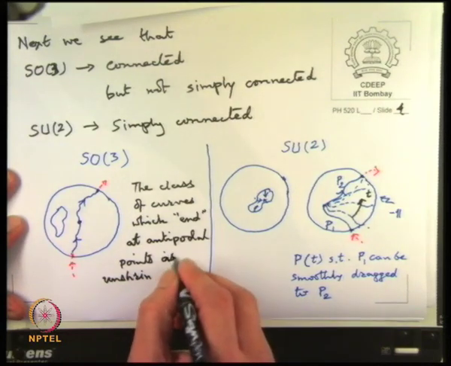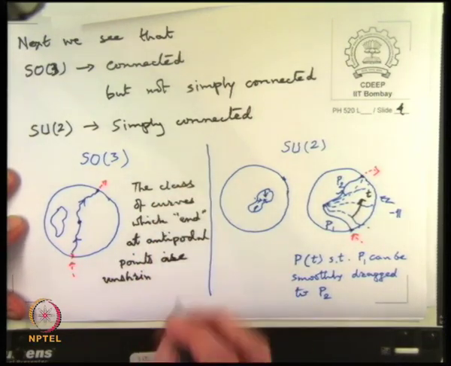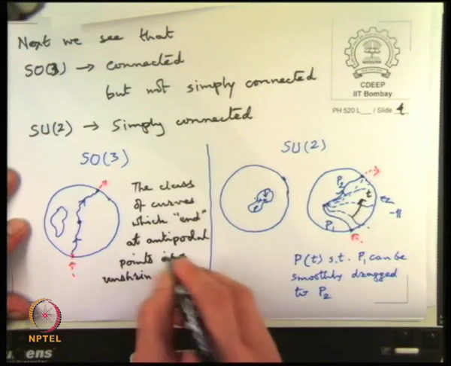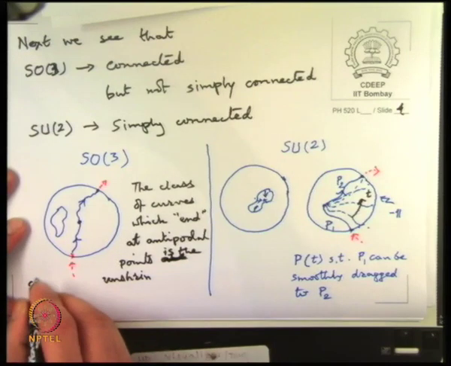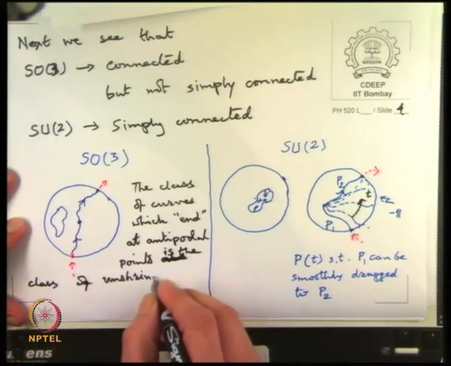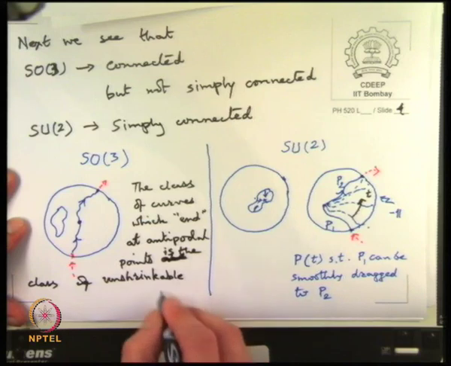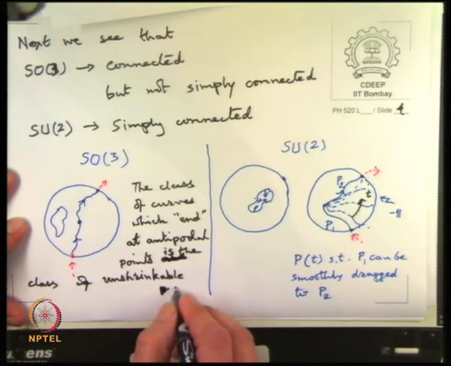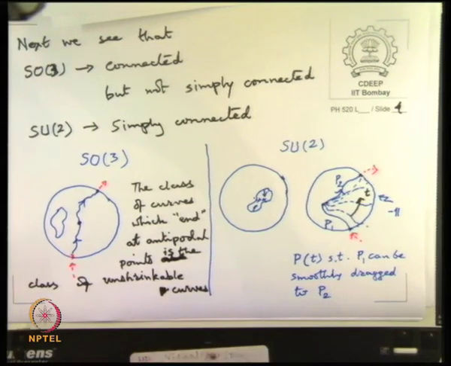It is the class of unshrinkable curves. So it is like being on a torus or in an annular region. You take the xy plane, but you have cut out some central disk, or even just remove the origin, then you cannot close the loops to one point. There is one class of loops which don't go around the origin and the class of loops that goes around the origin. So the same thing happens here.